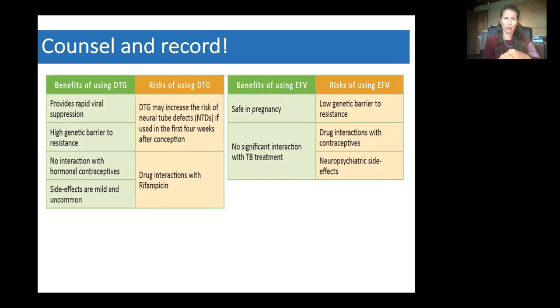It's so difficult to break. It's got this high genetic barrier to resistance. It's got fewer interactions than efavirenz does. And so generally, we have a tendency to like moving towards dolutegravir.